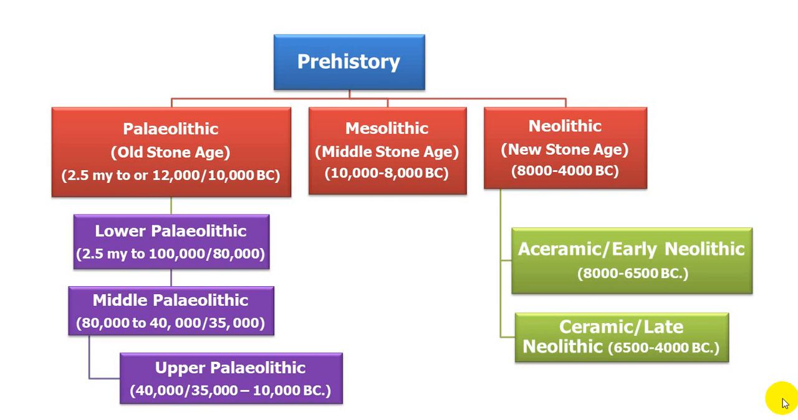Neolithic is also divided into two main periods. Aceramic or Early Neolithic starts from 8,000 up to 6,500 BC. The second one is ceramic Neolithic or late Neolithic, starting from 6,500 to 4,000 BC.